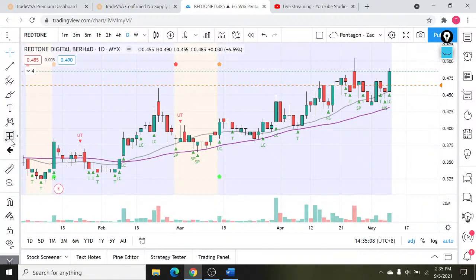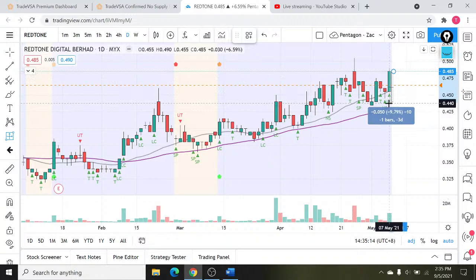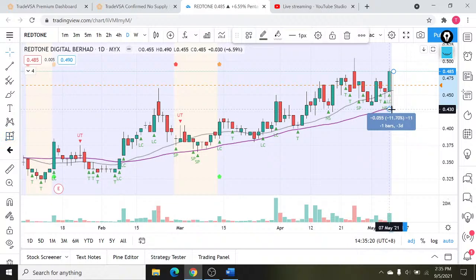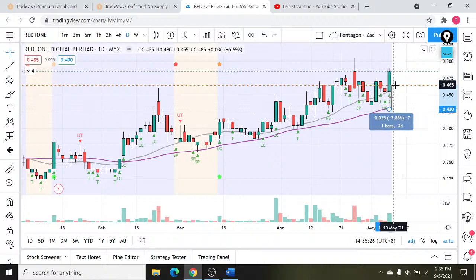How to calculate? Like for example, Redtone. You know your stop loss is NS. So if you buy here, cut loss below the 40 MA is 10%, sorry, 11%. So that's high risk. So what you do is that you put your entry down a little bit.